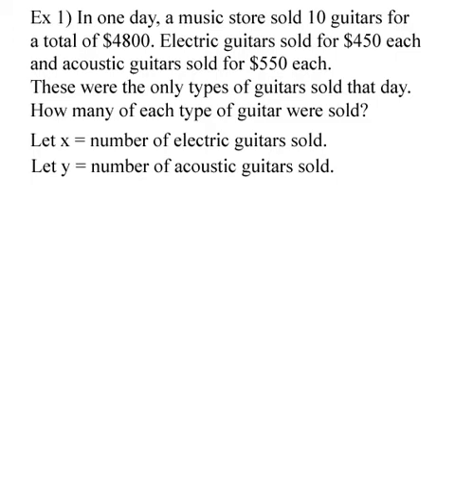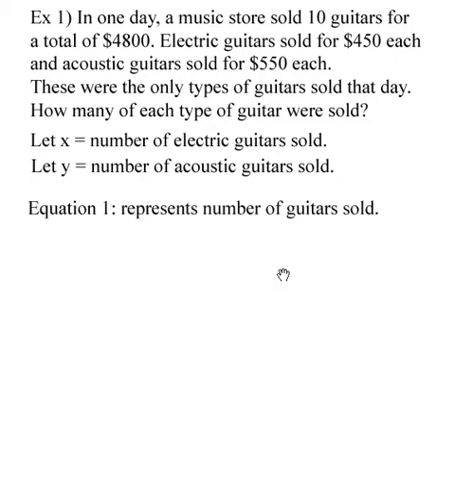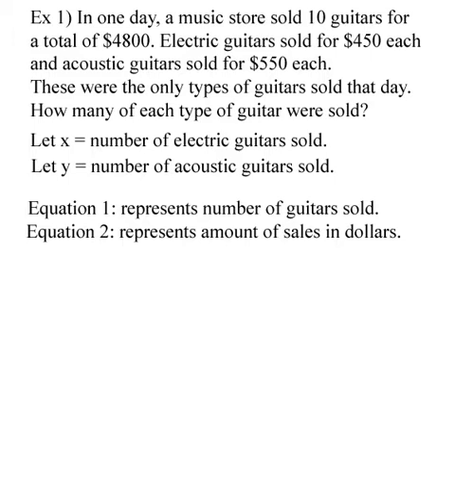And then what we need to do is come up with an equation that represents the situation in these words. In fact, two equations. So the first equation is going to represent how many guitars were sold. If we go back and read the problem, we're told a certain number total, there were 10 guitars sold, but we don't know how many electric guitars and how many acoustic guitars were in that group. The other thing they're talking about in this problem is the amount of money each type of guitar costs, and the total brought in. So that would be our second equation. We need to represent the amount of sales in dollars.